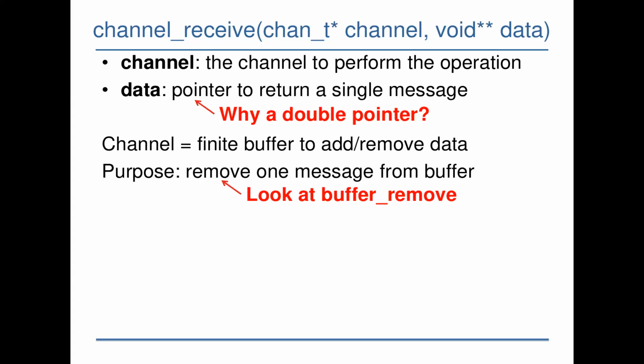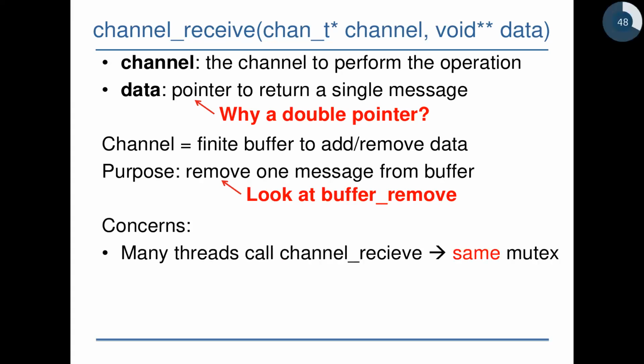Again, you have to use the mutex when you call buffer remove. And again, multiple threads can call channel receive, so you need to use the same mutex. By the way, make sure you use the same mutex for both buffer add and buffer remove, because the same buffer has to be synchronized appropriately whether you add or remove any messages, right? So it is the same mutex.